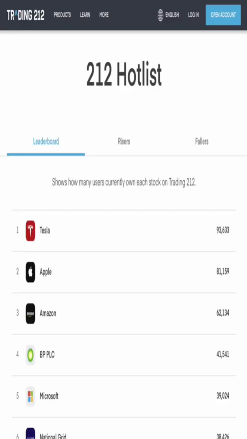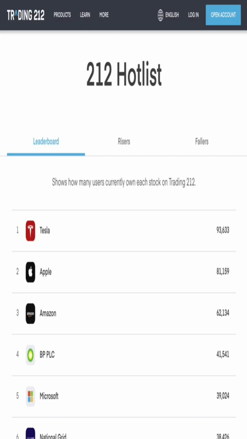Also, a new feature on Trading 212, they have the hotlist, which is literally out this week. These are both new features, but the hotlist is literally out yesterday, I think. So it basically shows how many users own a certain amount of stock. So there's 93,000 people invested in Tesla, which is the top, 81,000 Apple, 62 Amazon, etc.